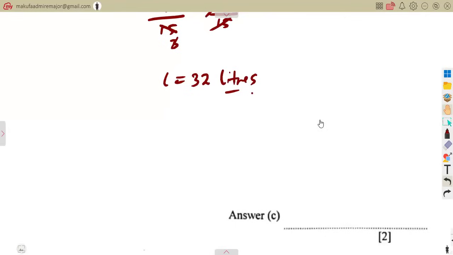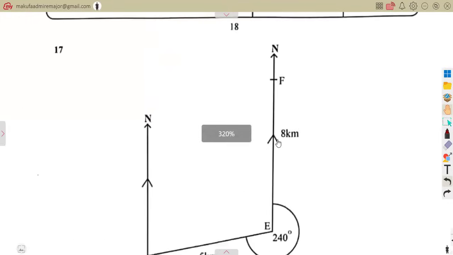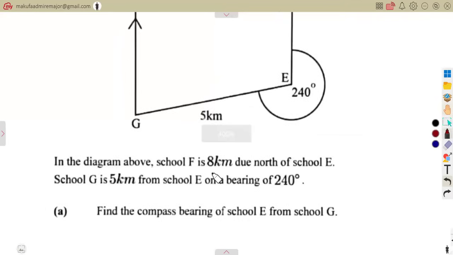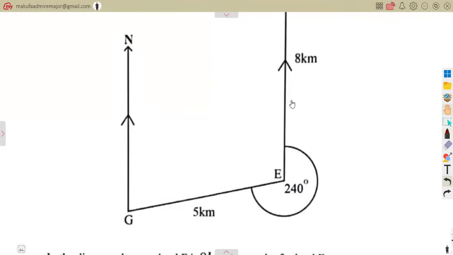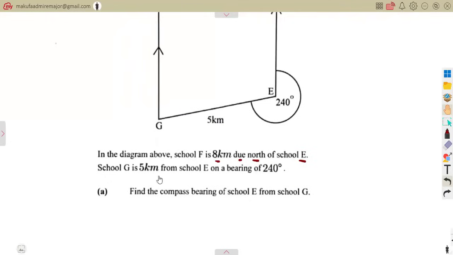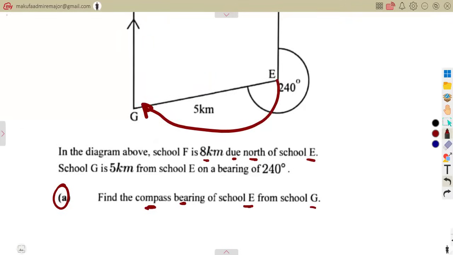The number of liters pertaining to the given information. All right, on number 17, that is the North Poles, we're given in the diagram above F, 8 kilometers due north of E, the school E. So F is due north, which is on top of E like that. And we are given G, 5 kilometers from E at a bearing of 240. So this is on a bearing of 240. Then you're asked to find the compass bearing of school E from G. That is E from this G, a compass bearing.